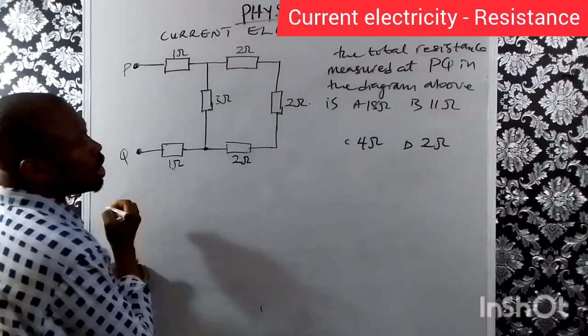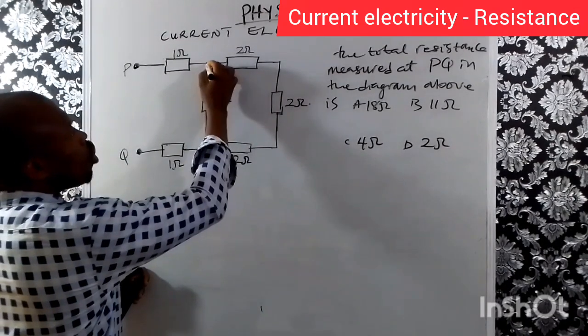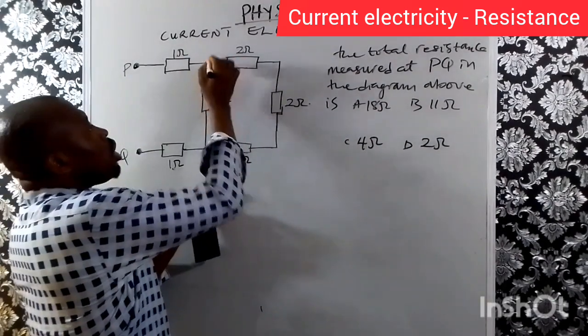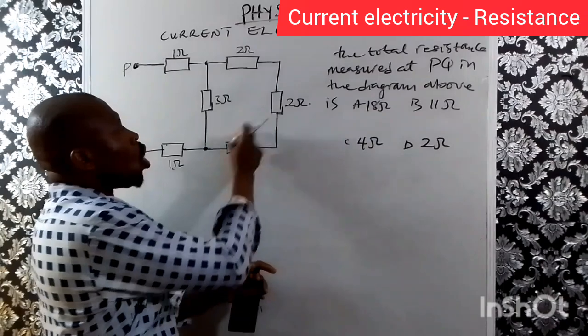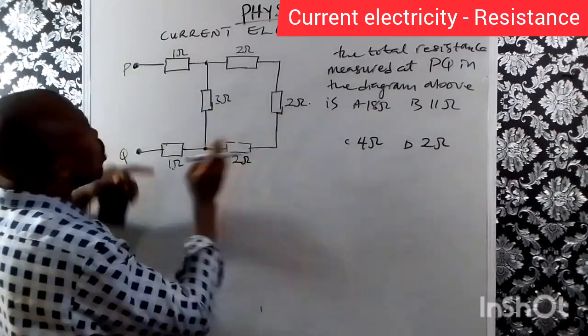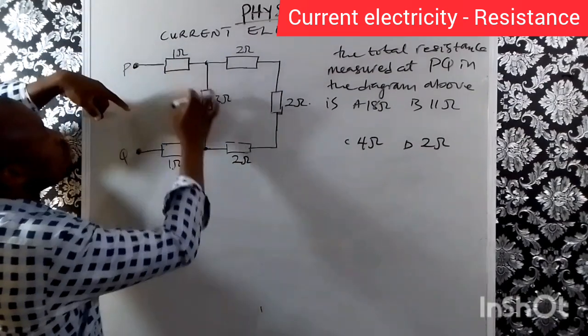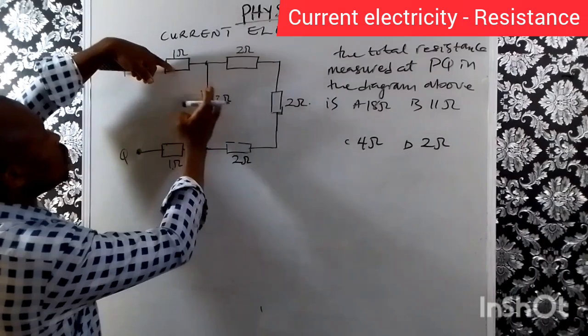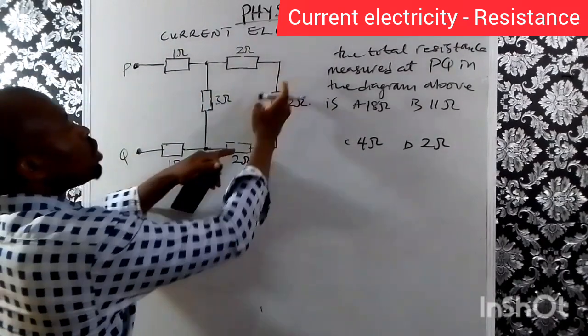They are in series. And because of this, there is a junction here. You should note this. Anytime you see this type of connection, that means there's a junction here. It means that you can always pull this side off. 1, 2, 3 are in series. You can always pull it off. And then when you pull it off, the remaining 1, 2, 3 are in series.